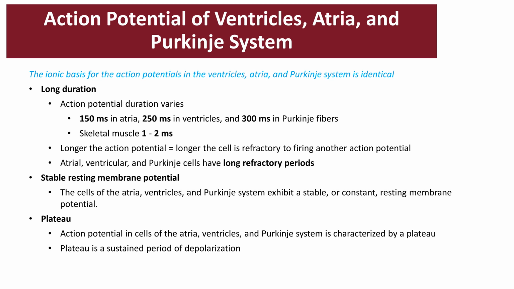These longer action potentials means that the cell must have a refractory period before firing another action potential. Atrial, ventricular, and Purkinje cells all have long refractory periods. There's also stable resting membrane potential. The cells inside these structures exhibit a stable, constant RMP. There's also a plateau phase in which the action potentials of the cells are characterized by a flat line. This is sustained ability to maintain depolarization.